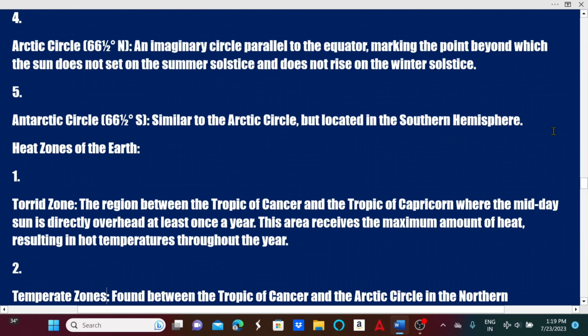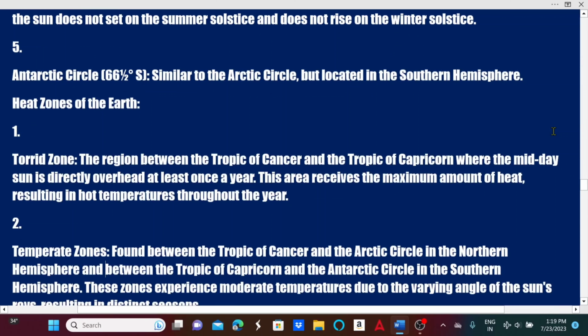Second, temperate zones, found between the Tropic of Cancer and the Arctic Circle. It is in the north side of the equator, between the Tropic of Cancer and the Arctic Circle. The temperate zone is found between the Tropic of Cancer and the Arctic Circle in the northern hemisphere, and between the Tropic of Capricorn and the Antarctic Circle in the southern hemisphere.